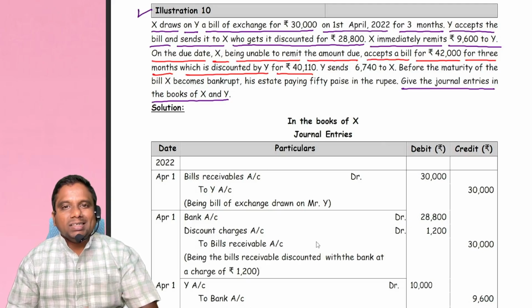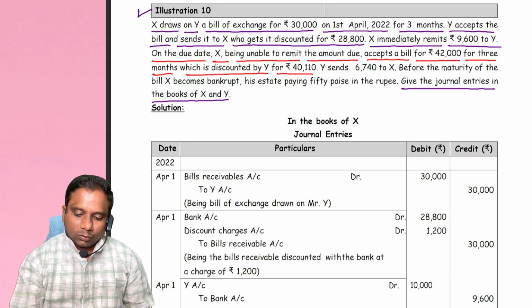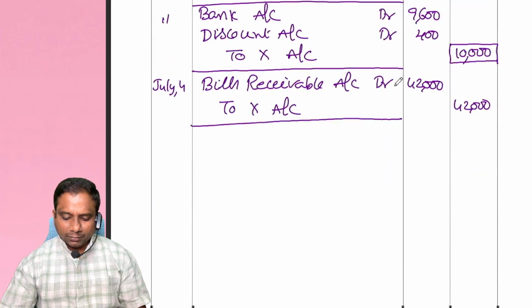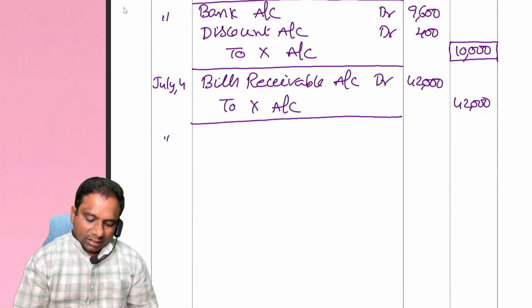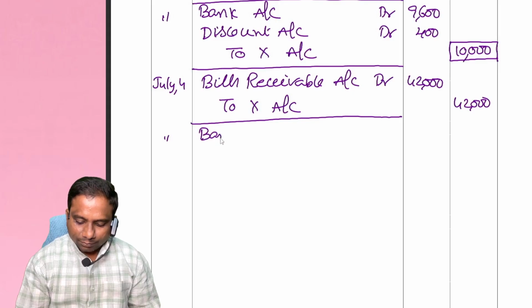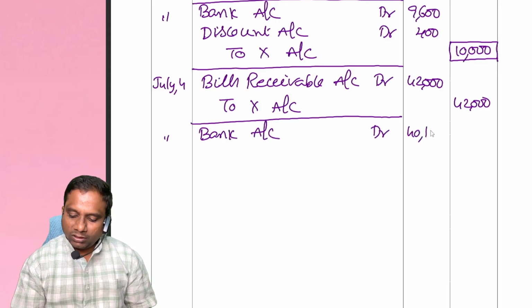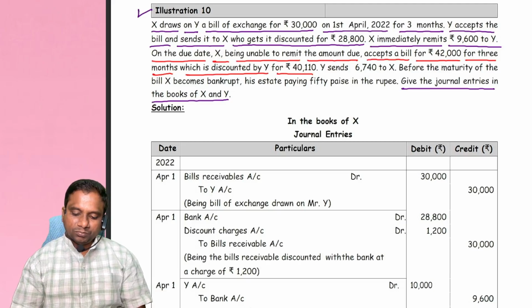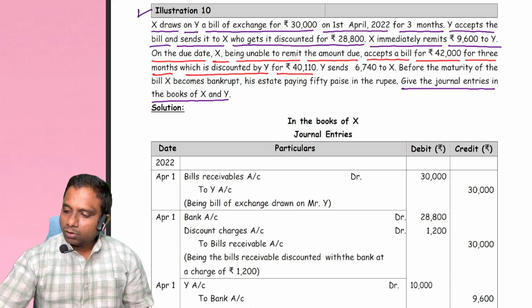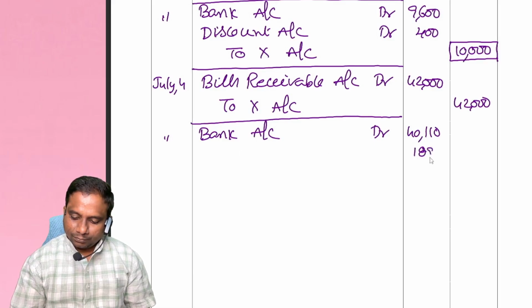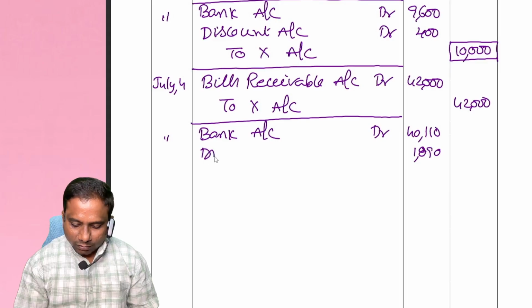What they said, why was this bill discounted with the banker? So the entry is in Y's books now, because X is nowhere related. Now what is the entry? Tell me. Bank account debit. How much amount received? 40,110. What is the discount amount? 42,000 minus 40,110. Discount is 1,890.